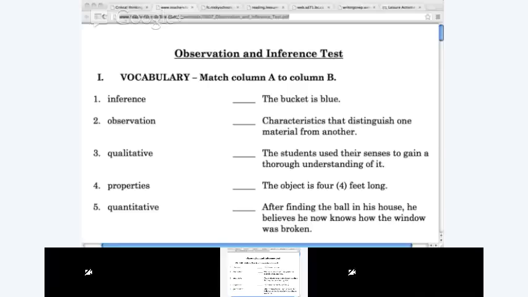Inference can be: after finding the ball in his house, he believes he now knows how the window was broken. That's an inference? Yes, I think so. Yes, so that's an inference, okay? After finding the ball in his house, he believes he now knows how the window was broken. The qualitative could be the student uses their senses to gain a true understanding of it. Yes. Okay?